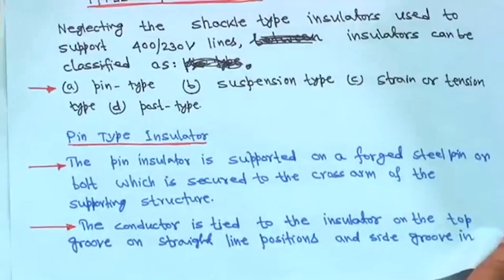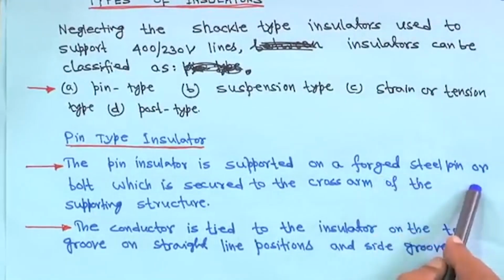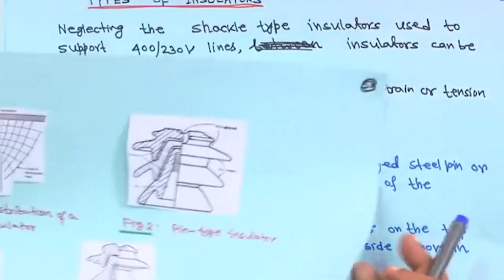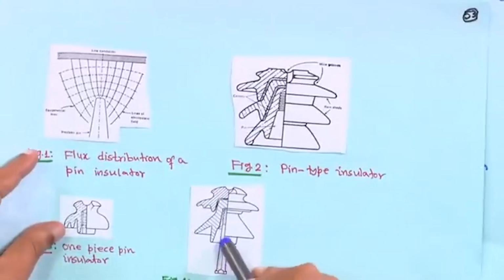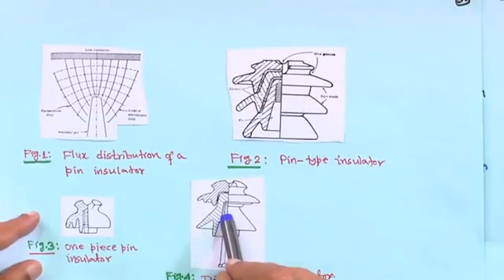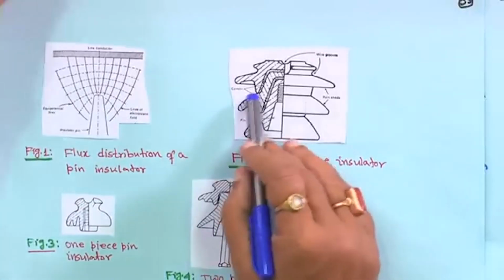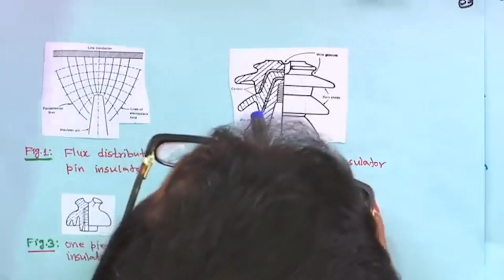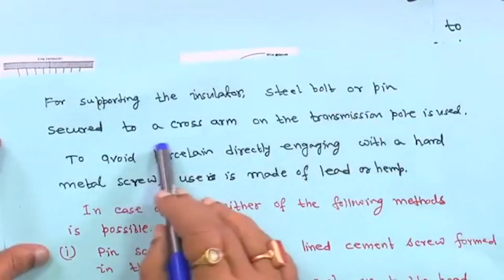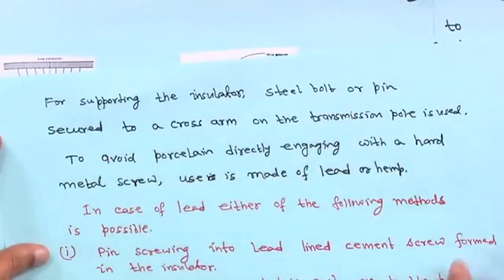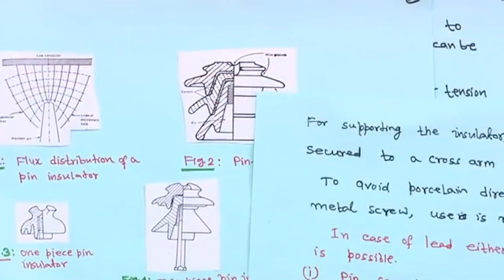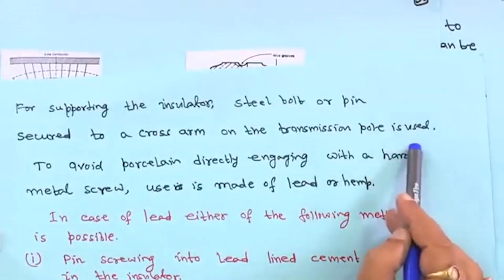So, a pin insulator is supported on a forged steel pin or bolt, which is secured to the cross arm of the supporting structure. Actually, here this is your pin, right, and inside the screw is there, and these are cemented, for supporting the insulator. That steel bolt or pin is secured to a cross arm on the transmission pole. In the transmission pole you have seen the tower and then the cross arm, right. So, the cross arm of the transmission pole is used.